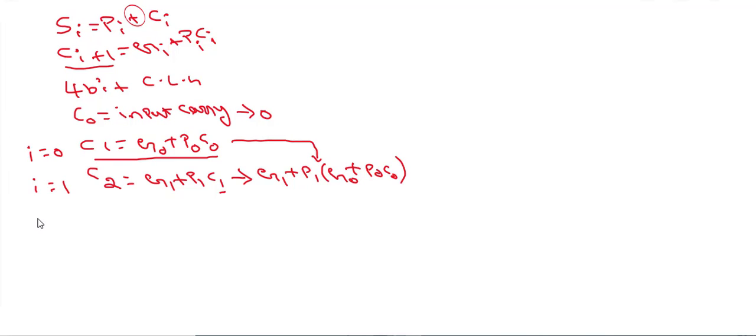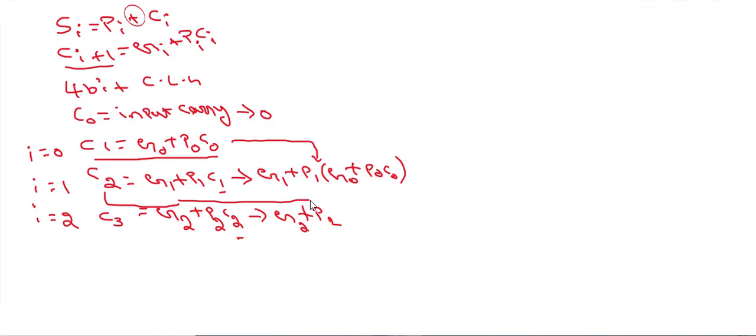Go for the next condition, when i is equal to 2. It becomes C3, because C i plus 1, so it is G2 plus P2 into C2. When you take the C2 portion, the G2 plus P2 remains the same, and for C2 you take the previous result, so it is multiplied with G1 plus P1 into G0 plus P0 into C0.